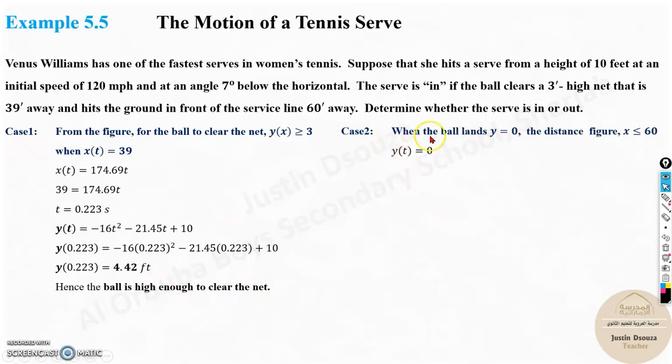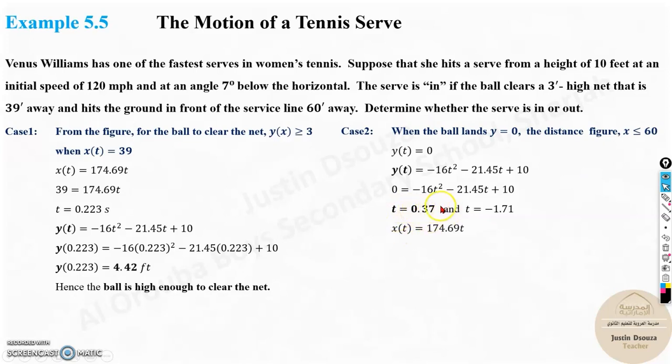When the ball lands, that means y of t is equal to 0. The distance must be less than 60. So let's find the time when the ball lands. How do we do it? Make this equal to 0 and put it in the calculator. You will get time. Take only the positive time, that is 0.37 seconds it requires when it touches the ground. So substitute this time in the horizontal distance. Over here, when you substitute this time 0.37, what is the answer?